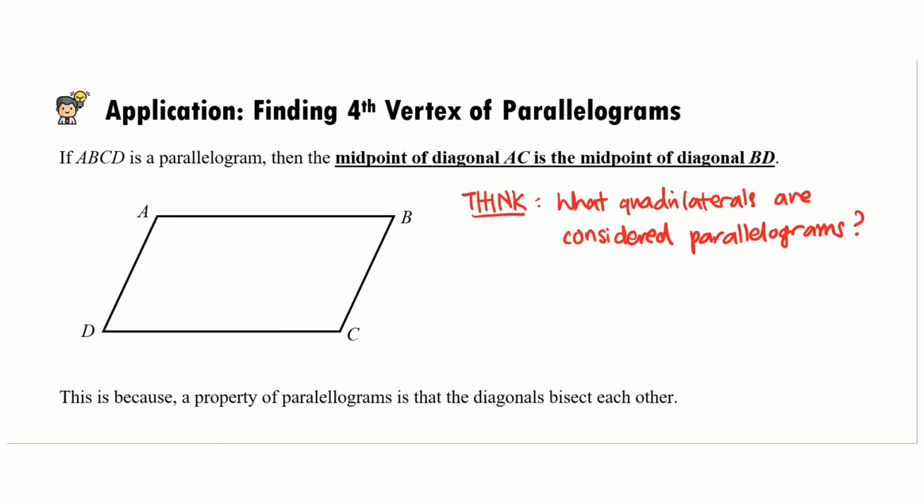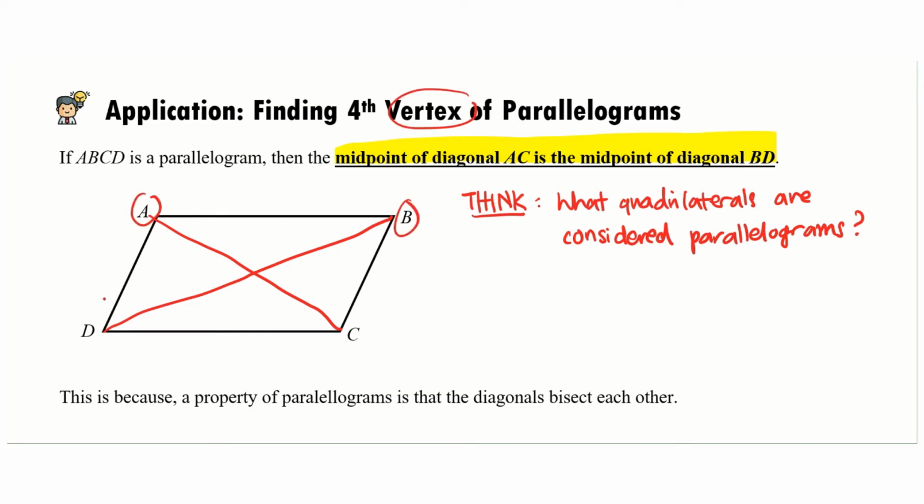So let us first take a look at our first application. Our first application for the midpoint formula is to find the fourth vertex of parallelograms. If ABCD is given to be a parallelogram, then the midpoint of the diagonal AC is the midpoint of the diagonal BD. So what are diagonals? Diagonals are lines that cut across diagonally from vertex to vertex. By the way, vertex is actually the coordinates over here. This is what we mean by vertex.